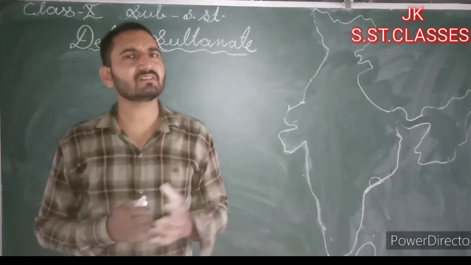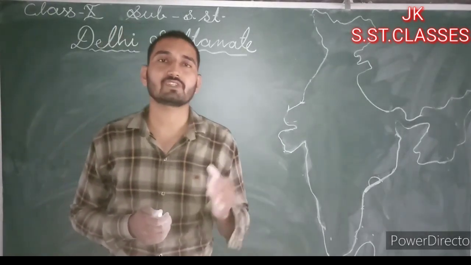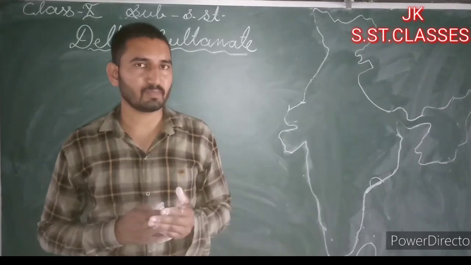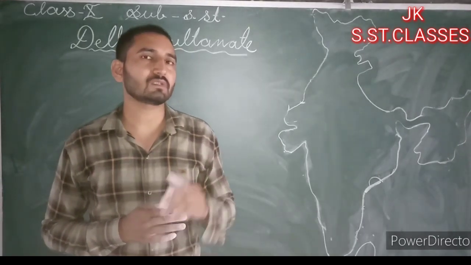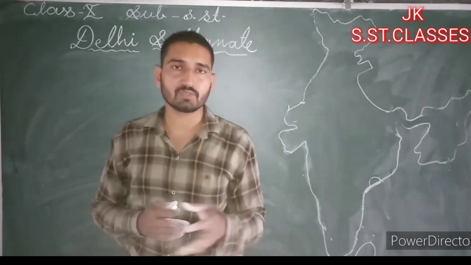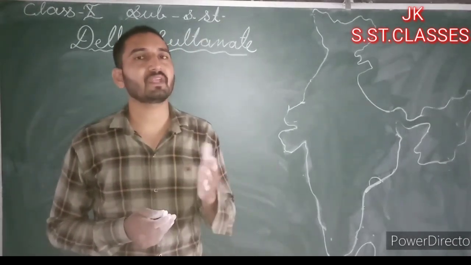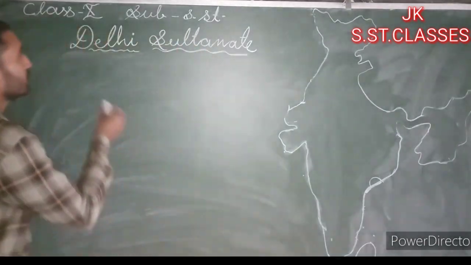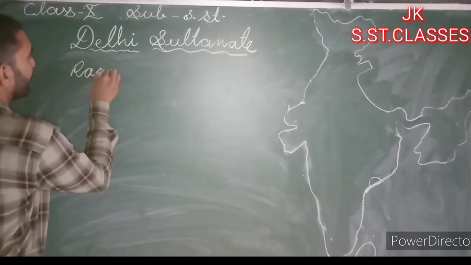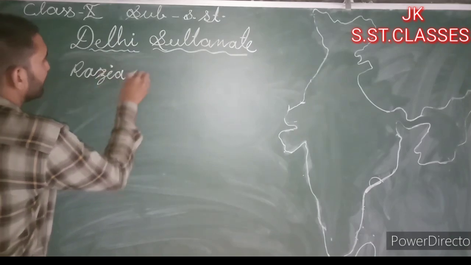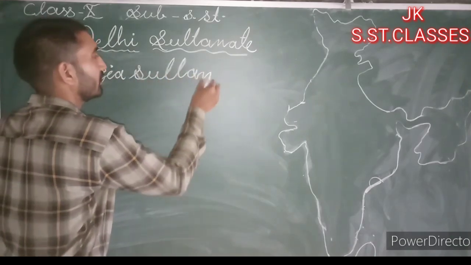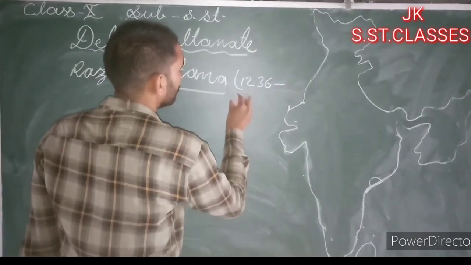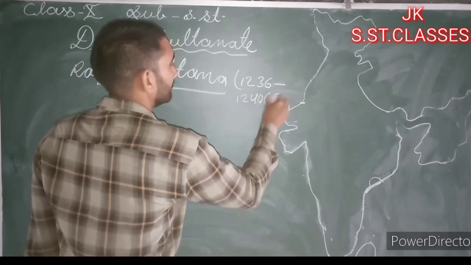Now, the next point is related with the next ruler of the Delhi Sultanate, which was Razia Sultan. Just after the death of Iltutmish in 1236 Common Era, the next ruler was Ruknuddin Firoz Shah. But Ruknuddin Firoz Shah was assassinated, and in this way, Razia became the next ruler of the Delhi Sultanate in 1236 Common Era. So she became the ruler in 1236 Common Era and ruled till 1240 Common Era.